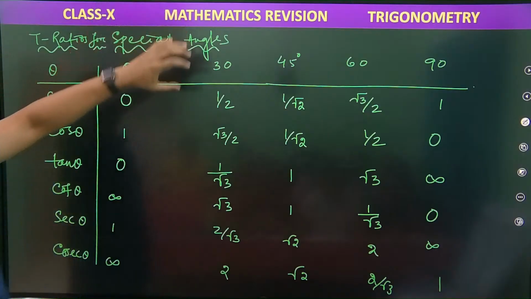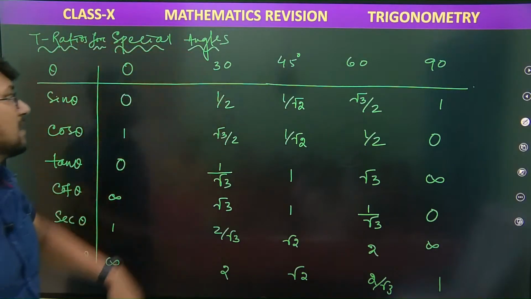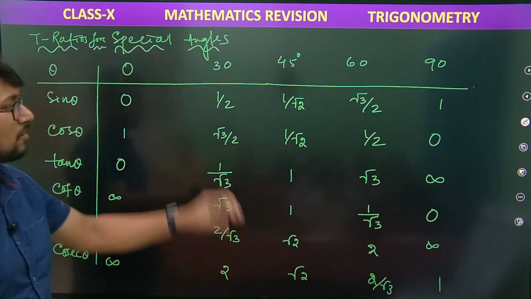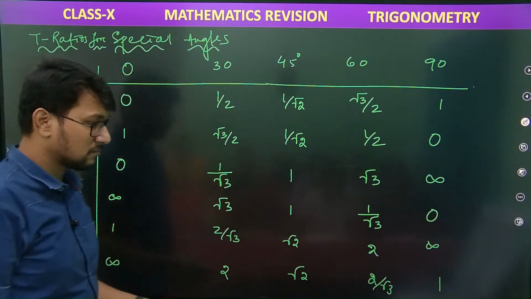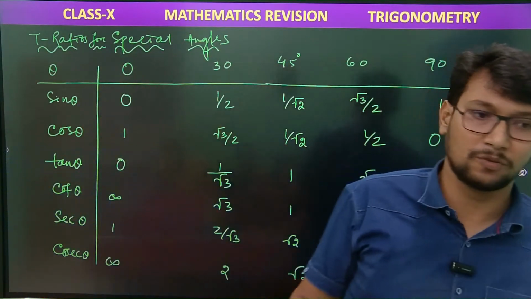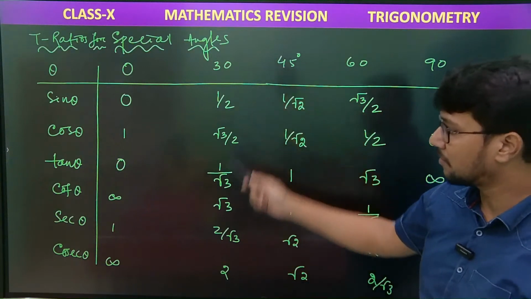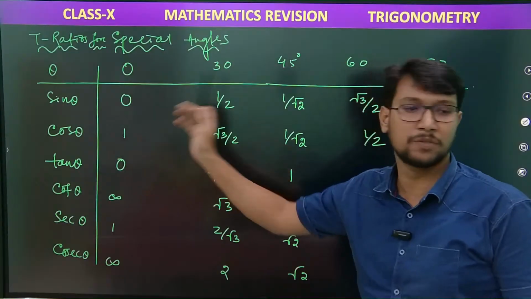So these are the trigonometric ratios for special angles. The angles are 0, 30, 45, 60 and 90. You need to remember all. If you remember all, well and good. But if you have not remembered all, at least you need to remember sine and cos.